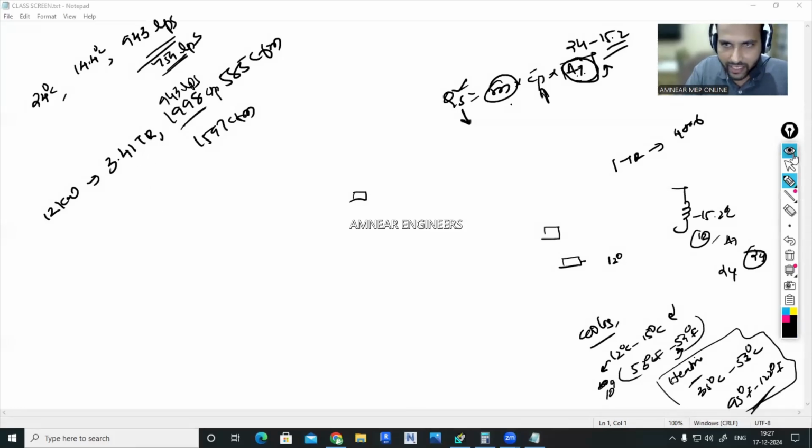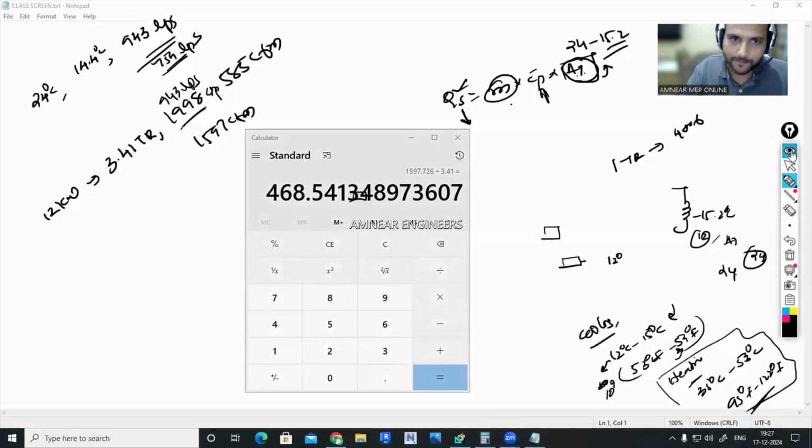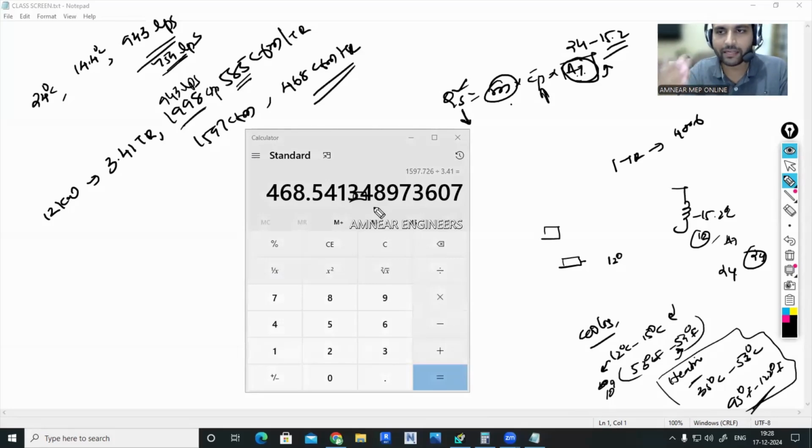So 1597, now divided by the tons of refrigeration, 3.41. Per ton, how much am I getting here? Before it was 585 CFM per ton of refrigeration. Now I am getting 468 CFM per ton of refrigeration. Why has it happened? Because the airflow rate is decreasing. By adjusting the supply temperature, we can decrease it. If you increase the supply temperature accordingly, this value will increase. Okay, that is one option.